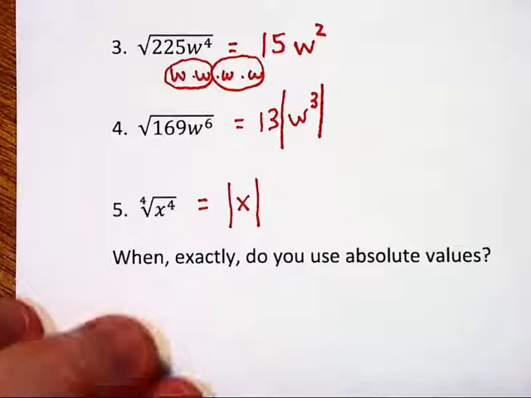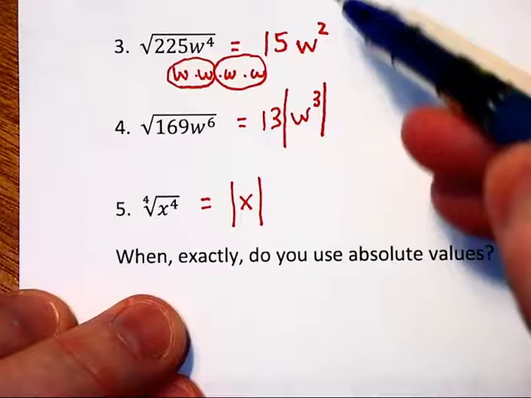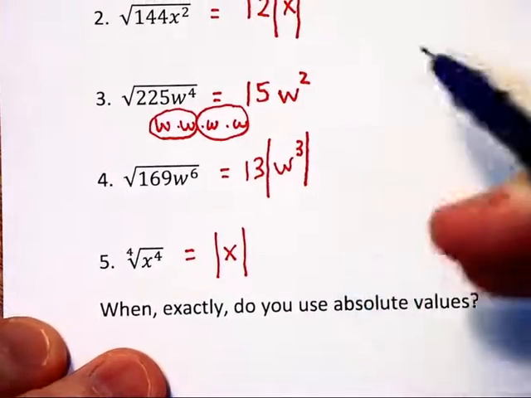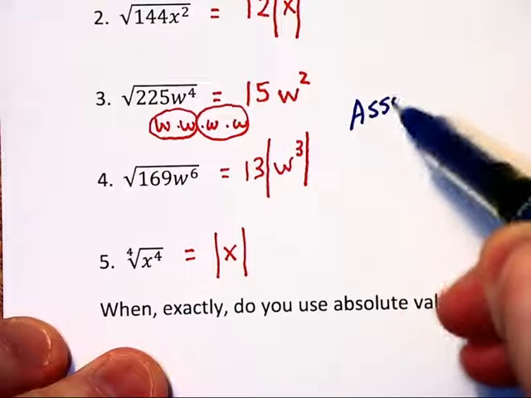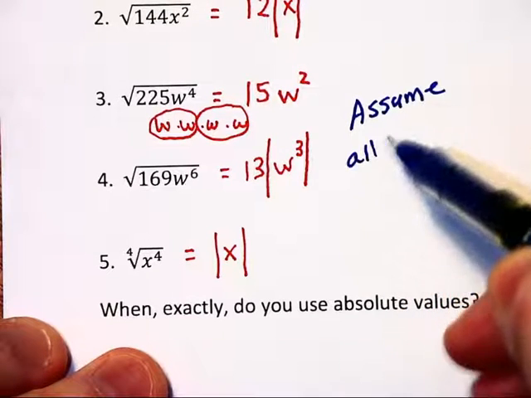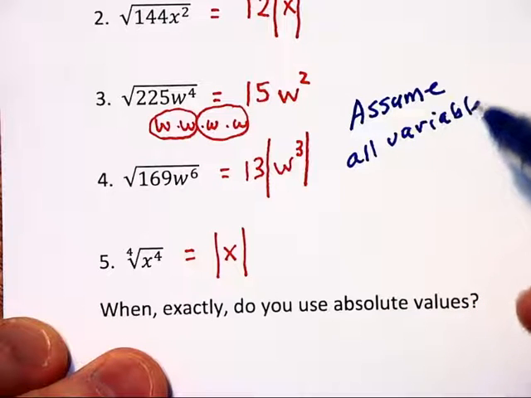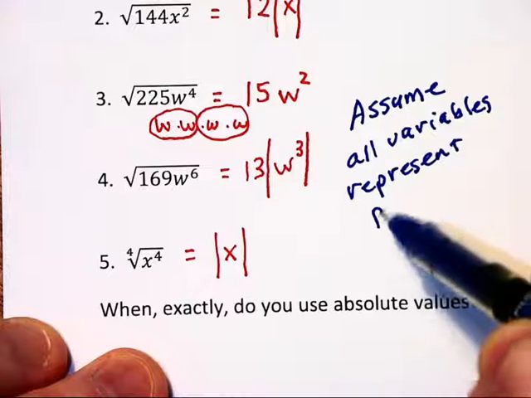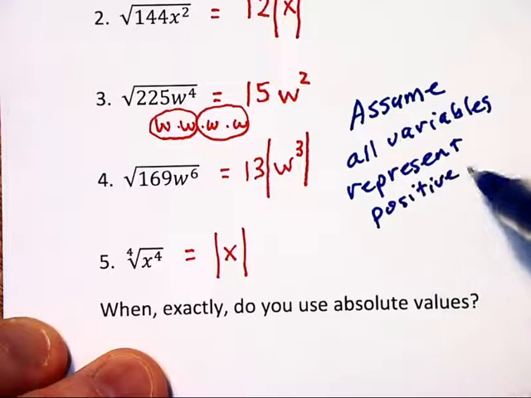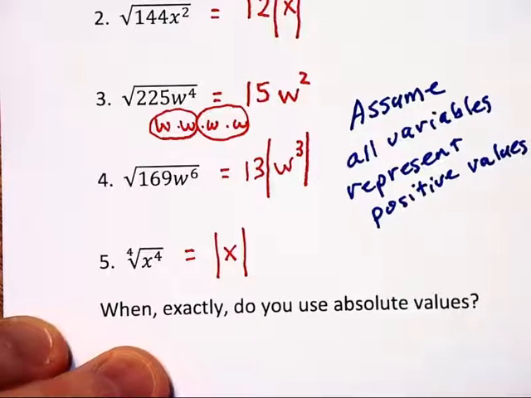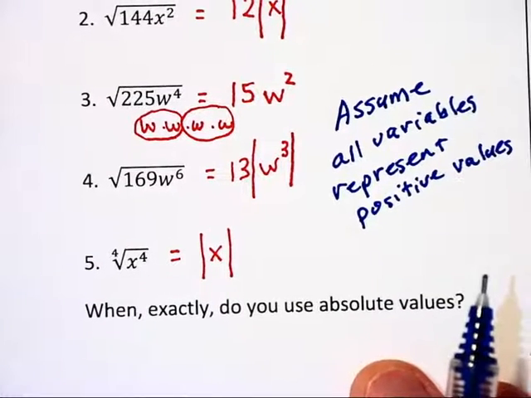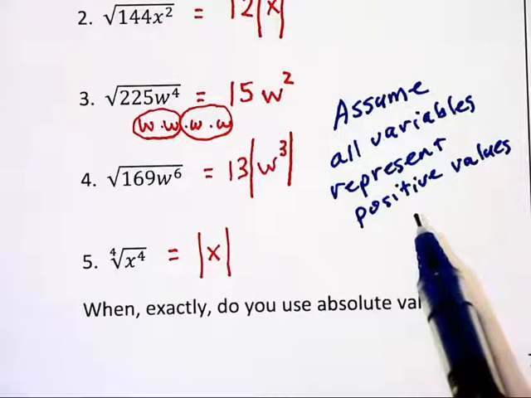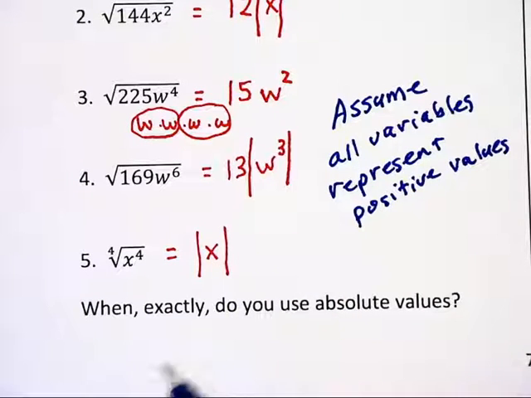Now, I do need to put a disclaimer on here. I'm mentioning these absolute values right now, and we do need to pay attention to them, but quite often we have in the directions something that says assume all variables represent positive values. Now, if you see that in the directions, that pretty much tells you, hey, you don't have to worry about absolute values on this problem, and you're kind of free to go without them. But if that is not listed in the directions, then you need to put these absolute values on where they are necessary.